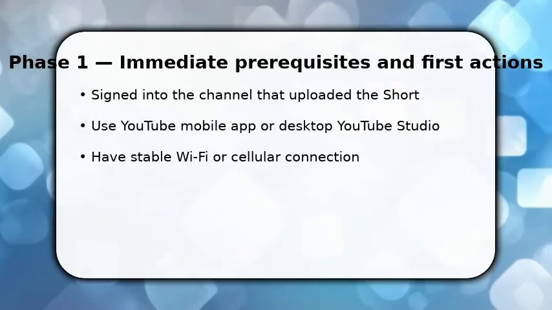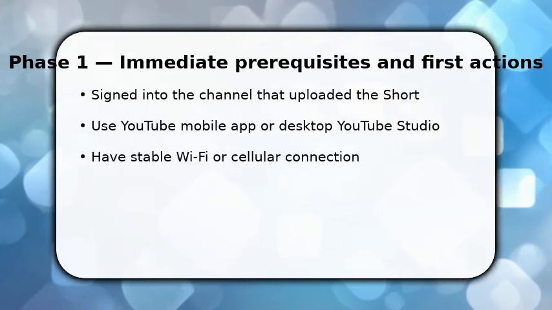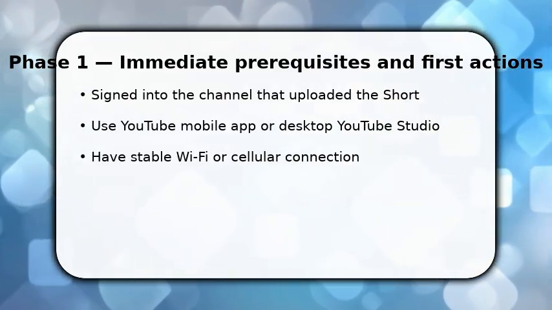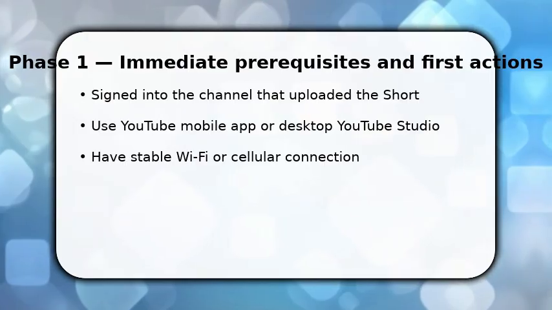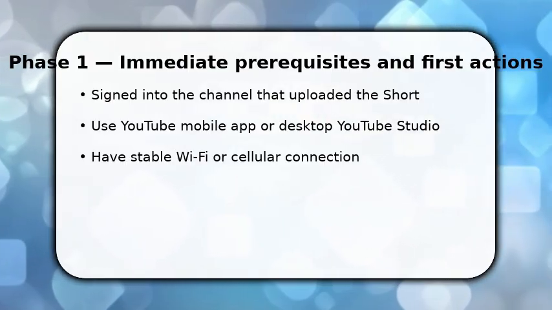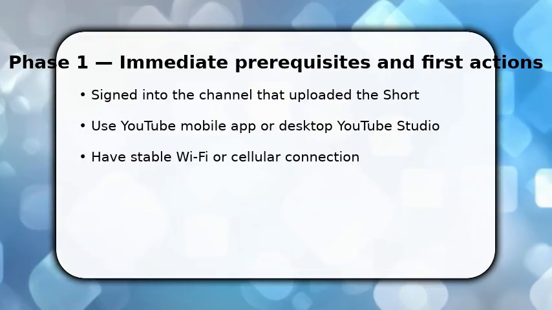You're signed in and ready. Open the YouTube app or go to Studio. YouTube.com on desktop, start with the app for quick action. Once open, tap Library, then your videos to reveal uploads.